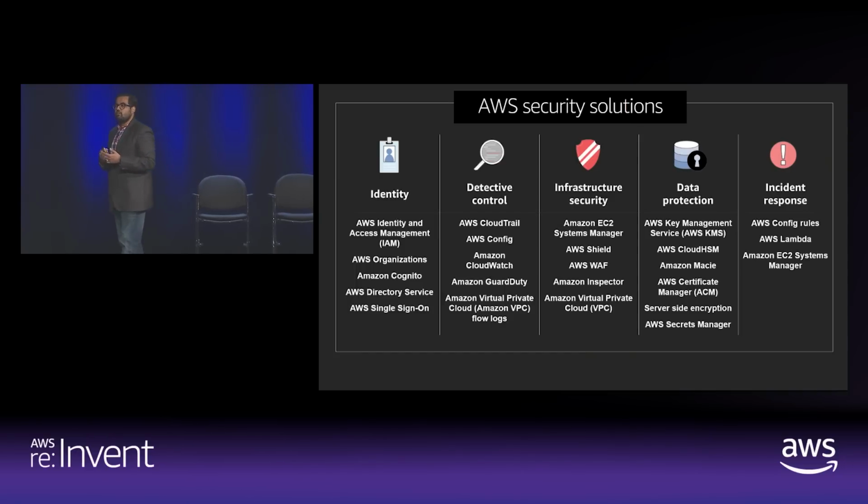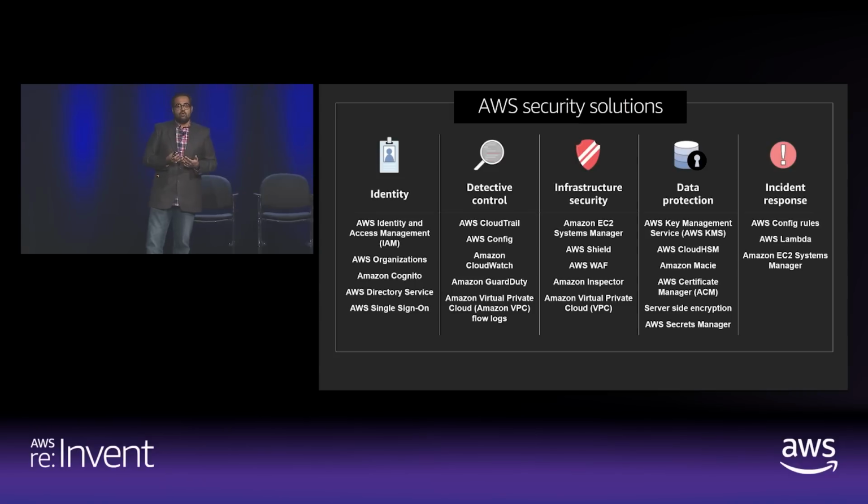Then you have Cognito that can provide you user base for your mobile apps as well as SSO capabilities. AWS directory services, you can start from a simple AD, go all the way to Microsoft AD, and then you can tie it back to your on-premises AD as well. And then you have our service called AWS Single Sign-On.